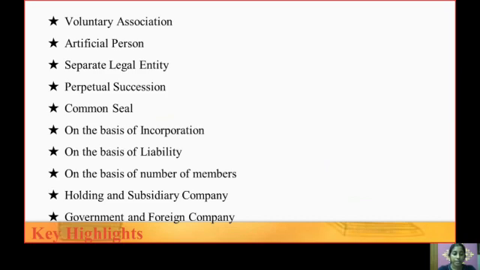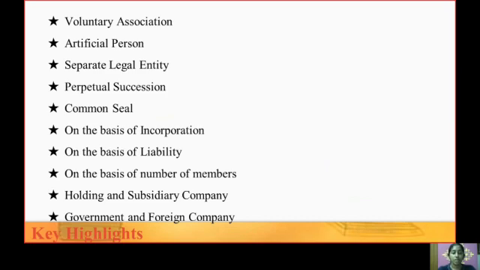The last important keywords are government and foreign company. A government company is a company in which not less than 51% of the paid up share capital is held either by the Central Government or by a State Government or both of them jointly. A foreign company is a company incorporated outside the nation but has a place of business in the nation, according to Section 2(42).